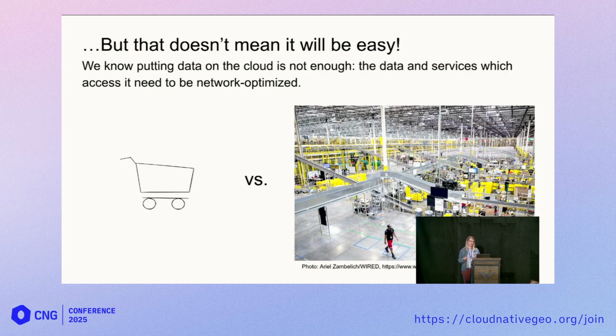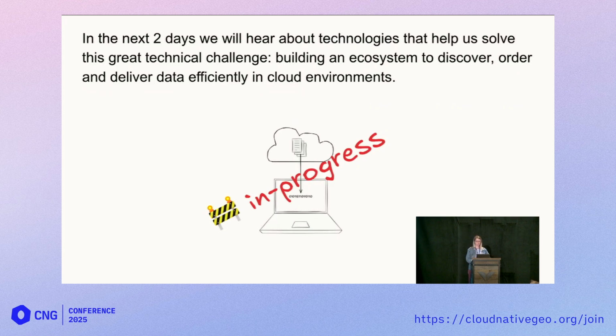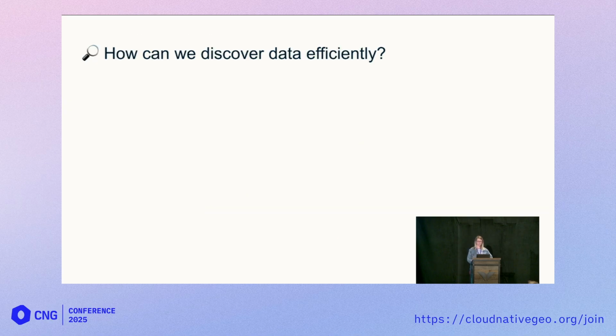So this is a good analogy, I feel, for why moving to the cloud is so difficult. We have so much more data to work with, but having that data and wanting to deliver it to so many different people, so many different places, means that maybe we need to start thinking from the ground up. But what's great is that in the next 2 days, we'll hear about technologies that help us solve this great technical challenge, which is to build an ecosystem to discover, order, and deliver this data efficiently in cloud environments.